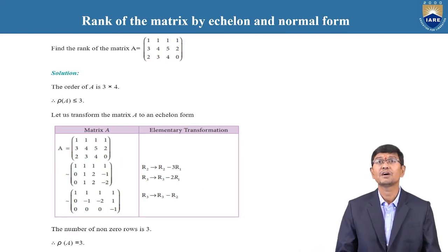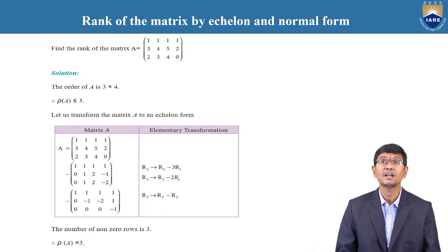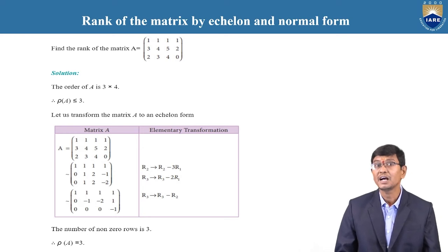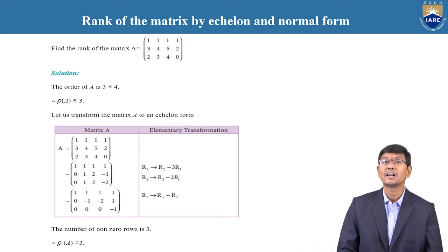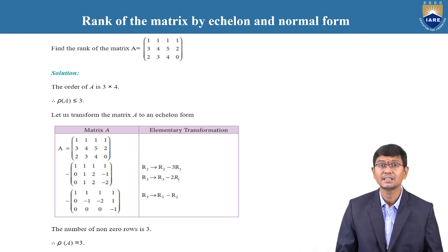Now we need to find one other problem. Find the rank of the matrix A equal to 1, 1, 1, 1, 3, 4, 5, 2, 2, 3, 4, 0. Once again here, the order of the matrix is 3 by 4, but as per the definition, the rank of a matrix is always less than or equal to the minimum of m comma n. Therefore, the rank of A is less than or equal to 3 only.